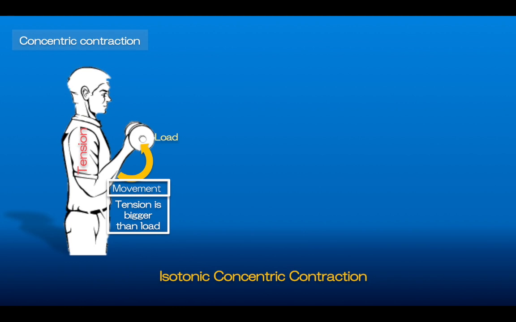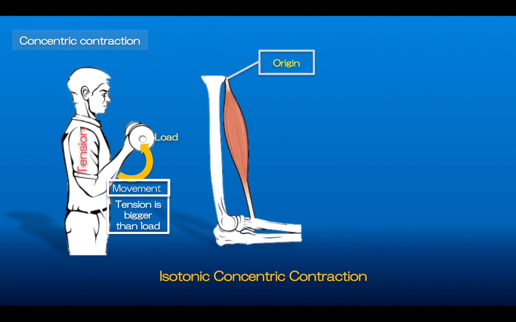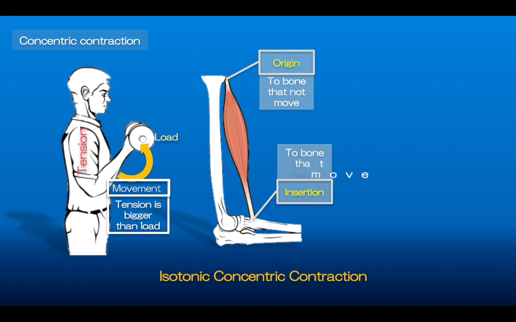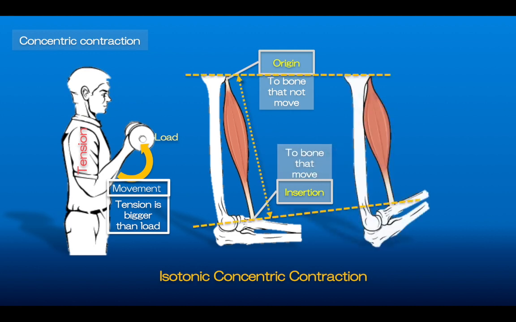When we look at a muscle, the origin of a muscle is the end with fixed position attached to the bone that doesn't move, while the insertion is the attachment site that does move when the muscle contracts, and the movement that's happening is always toward the origin.